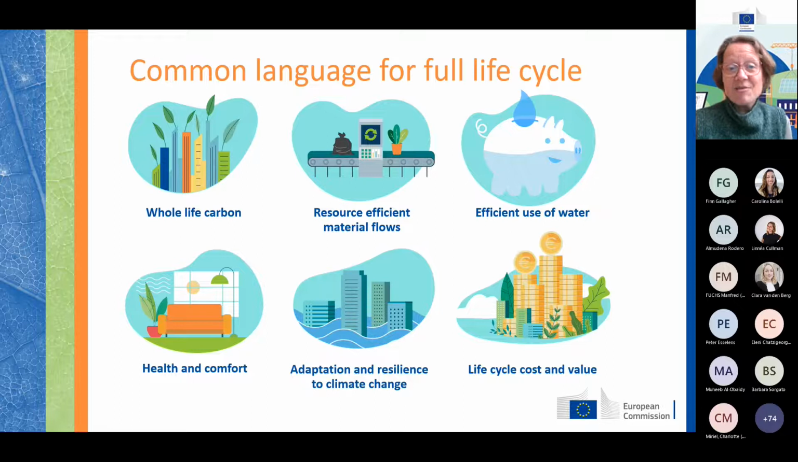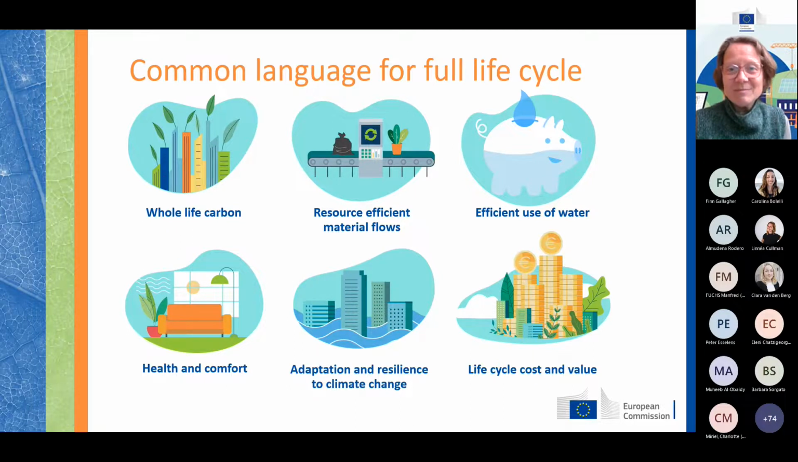But we also have 3 other areas which are more linked to the quality and value of the building, really. So health and comfort, adaptation and resilience to climate change, and life cycle cost and value. We have indicators in those 3 areas, or as we say, macro objectives as well.